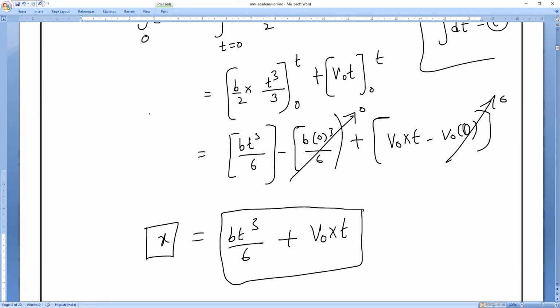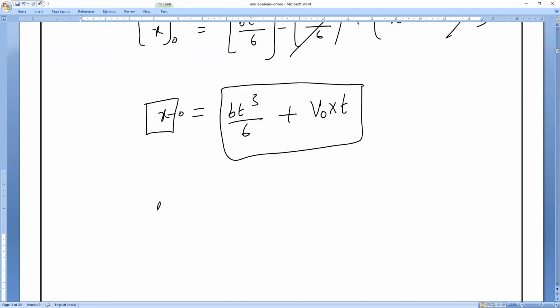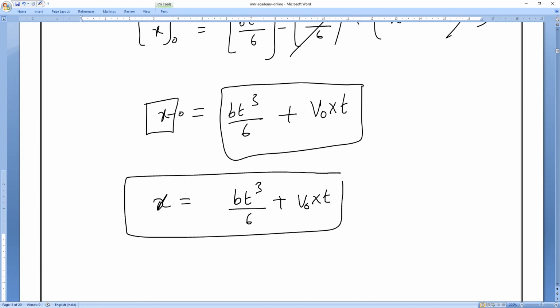I forgot this one. Integration of dx is x. So the x limits are 0 to x, which means x minus 0 will come. So x is equal to bt cube divided by 6 plus v naught into t. This is the distance traveled by the body.